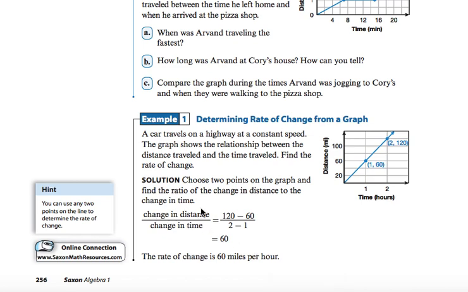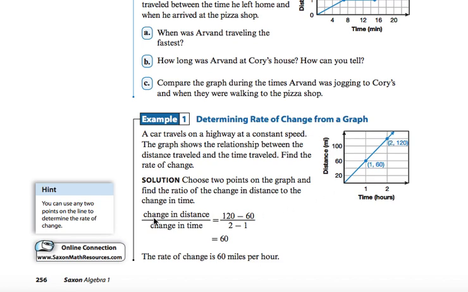You can see here, we're going to find the change in the distance that occurred and the change in the time that occurred and compare those two in this fraction form. So it says choose 2 points on the graph and find the ratio of change in the distance to time. So initially, finding rate of change in a graph, you simply have to choose 2 points. From any 2 points, we can find how much has changed during the duration between those 2 points. So the 2 points that are chosen here are (1, 60) and (2, 120). So driving 1 hour, you go 60 miles, 2 hours, 120 miles, 60 miles per hour, right?